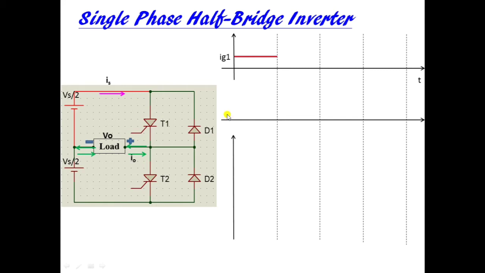So let's see how that looks. This is the output waveform for output voltage V0 with respect to time t. When this gate trigger pulse is given to thyristor T1, we have voltage Vs by 2 appearing across V0. So V0 will be Vs by 2. This is happening during time period 0 to T by 2. So thyristor T1 is turned on by giving a gate trigger pulse Ig1 at its gate terminal for time period 0 to T by 2. After that, this gate trigger pulse is removed and the thyristor turns off.